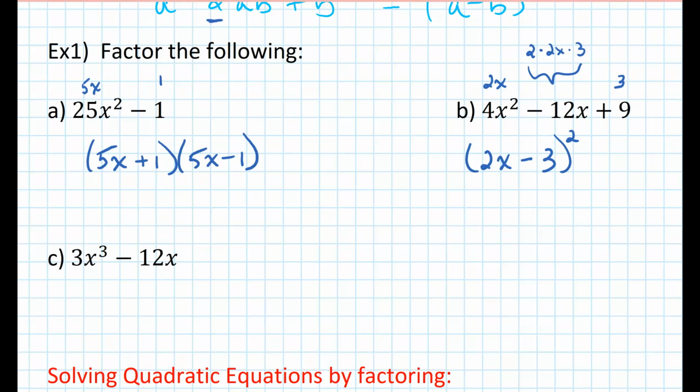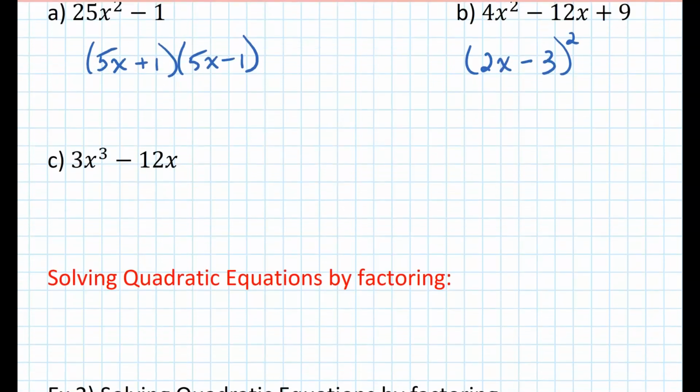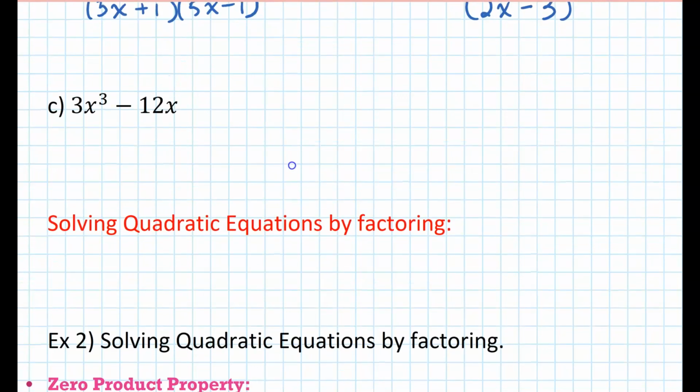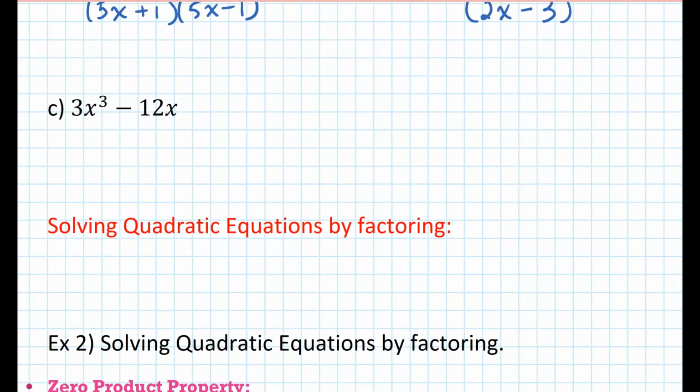All right, and how about our next one? 3x cubed minus 12x. Anything we notice there? It's cubed. There's a 3x in both terms. So that really should always be the first thing we look for. Is there something we can factor out of every single term? So this case there is. We can factor out 3x. And that's going to leave us with x squared minus 4.